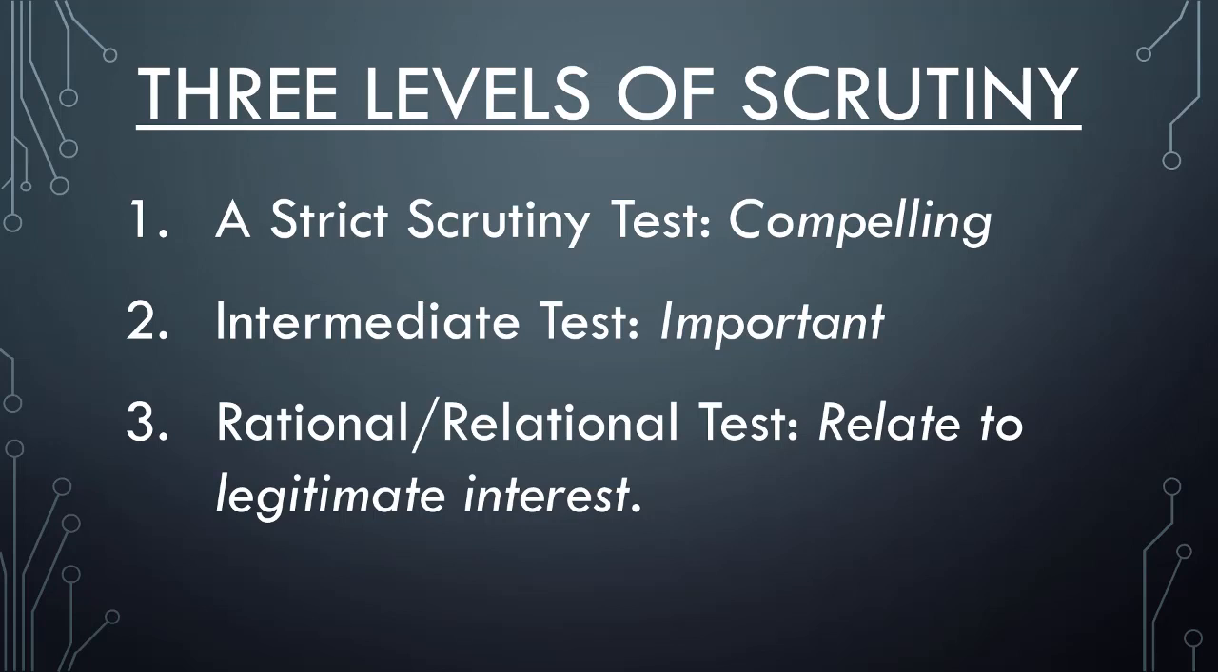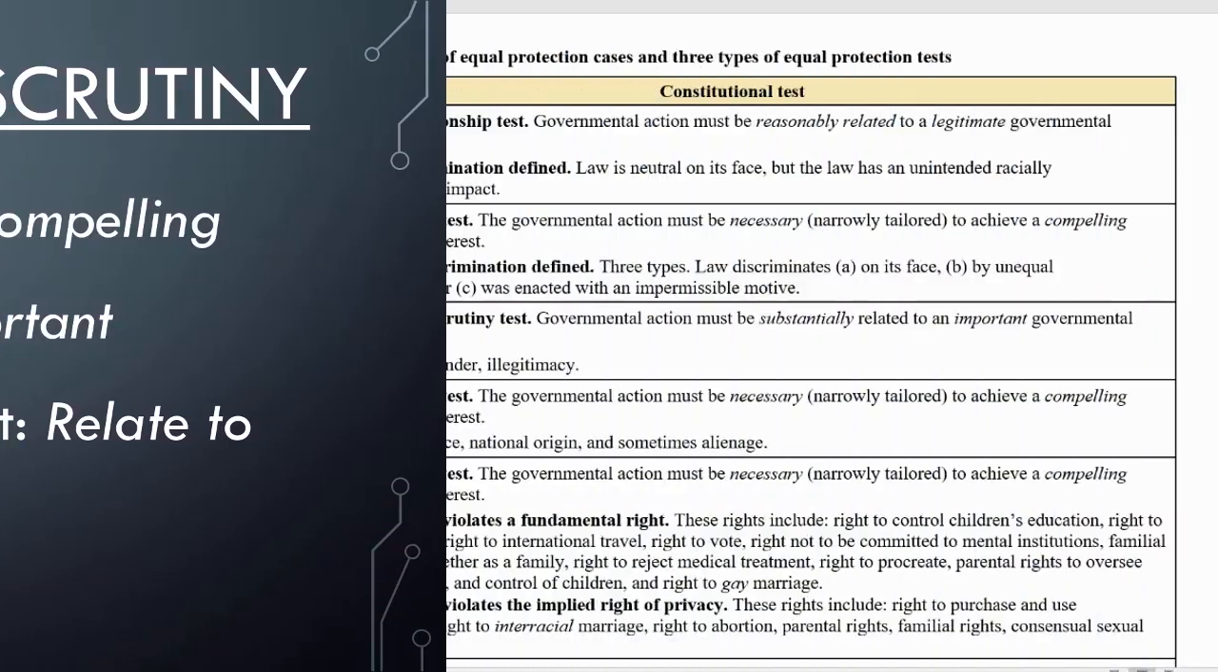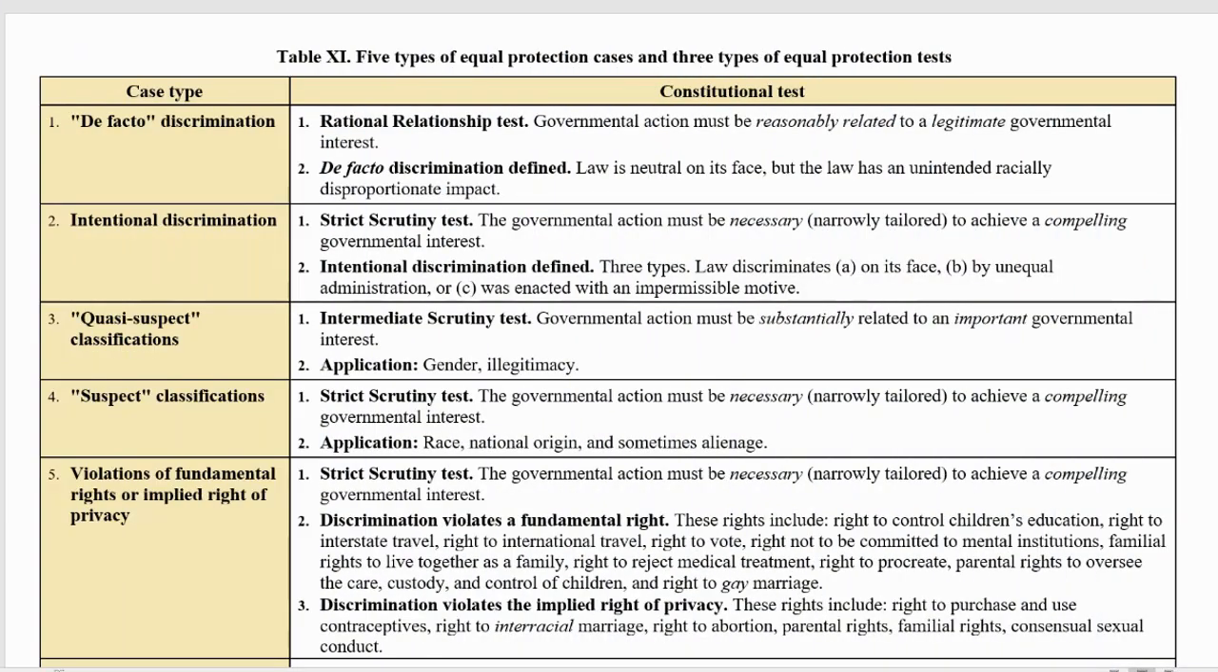the government is going to have to decide, and that is the judiciary branch, right? Judges. They're going to have to decide how much they care. They can either care a little bit, or they can care a lot more, and then they can care a lot. Now, if the judges care a lot about this right, typically you're going to have a strict scrutiny test.